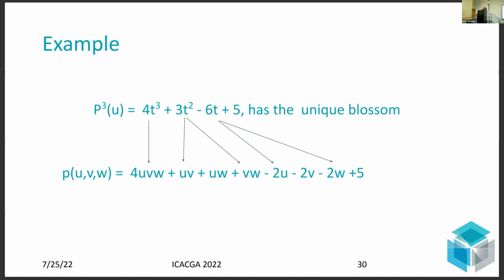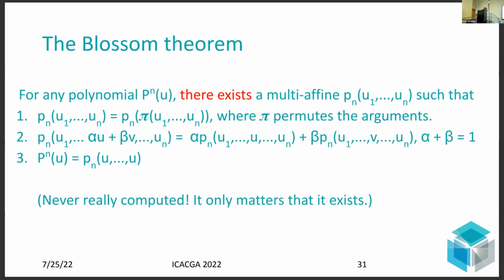It's affine in each variable. And if I replace U, V, W with just U, okay, p of U equals something in T, but you got it. Anyway, I get my original polynomial back. It's really nice. Thing of it is, we don't care what the blossom is. The important thing is that it exists.